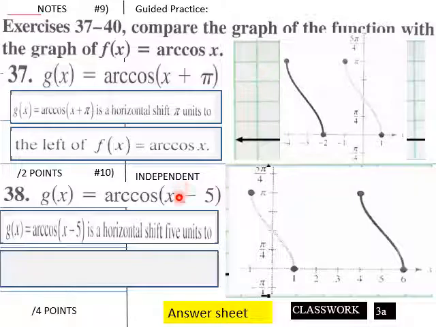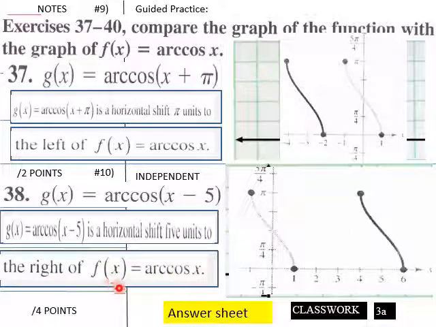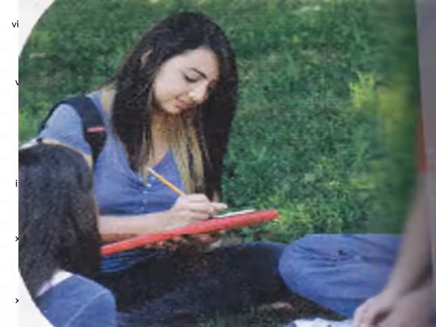And then down here, g of x equals arc cosine of x minus 5 is a horizontal shift 5 units, instead of going to the left, to the right of f of x equals arc cosine x. So instead of pi, you have a shift of 5 to the right. You shift this way 5 units, keeping the original shape of your curve, but shifting to the right 5 units.